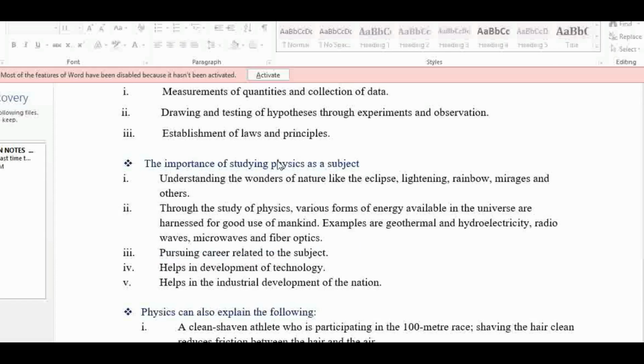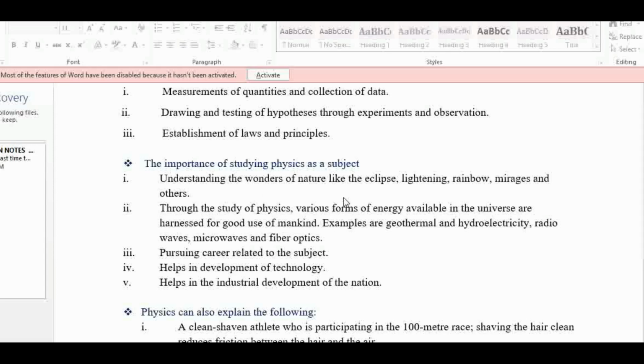Now, as a Form 1, what are some of the importance of studying physics as a subject at the high school level? So there are several importance that can crop in as a result of studying physics as a subject, and it's one of the interesting subjects. So the first point is you will be able to understand some of the wonders of nature.